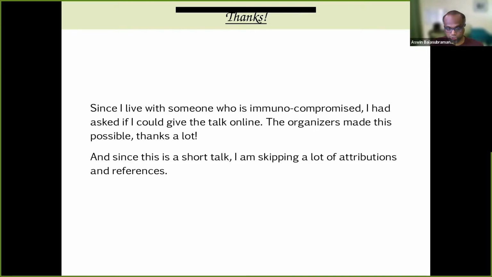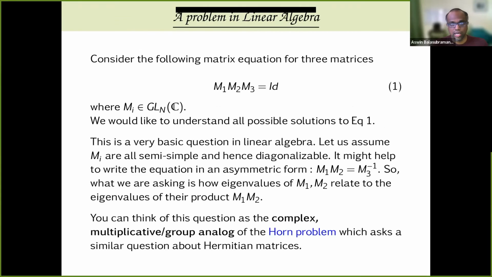I also want to give a caveat that since this is a very short talk, I'm skipping a lot of attributions and references. Ask me later if you're interested. So I'm going to start with something very elementary. I'm going to give you a problem in linear algebra. You could explain this problem to an interested undergraduate student who has just finished a course in linear algebra, and if you want to make the student spend some time working on some fun problem, this is a problem you could give them. And the problem is the following.